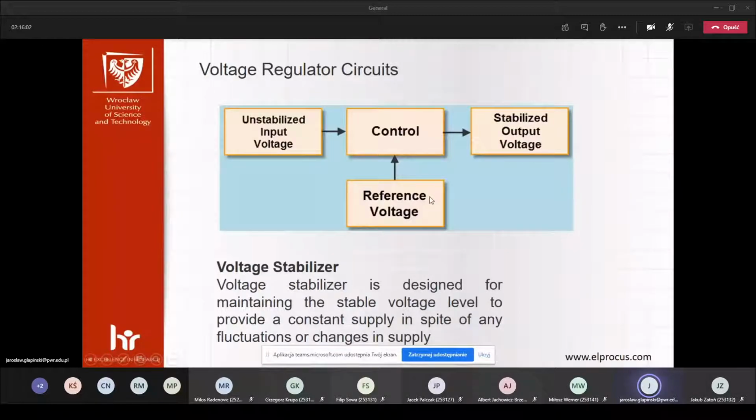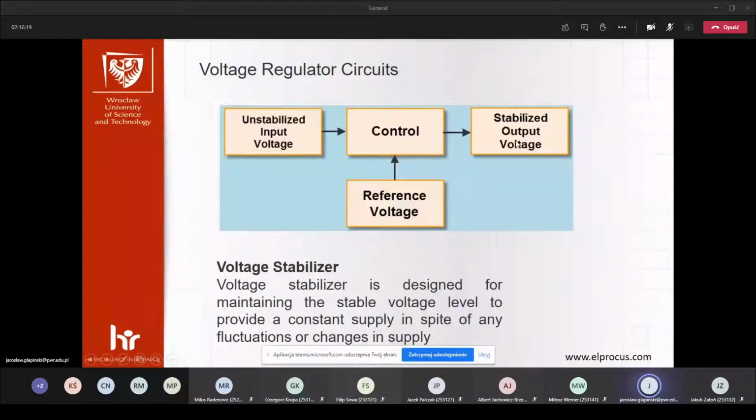Of course, we need to make some control elements which will stabilize the voltage up to the reference voltage, because the reference voltage is the voltage we should set for our devices.